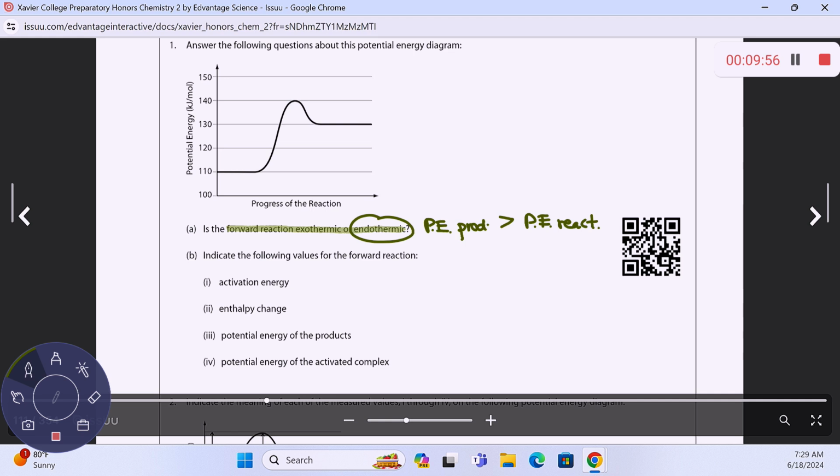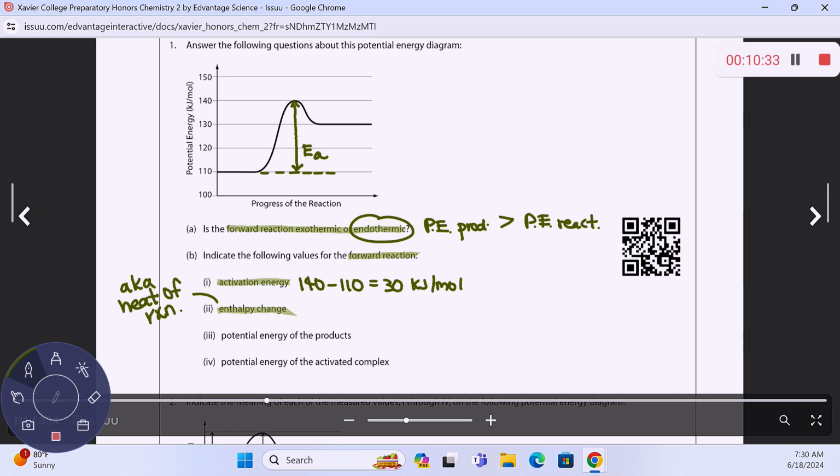B, indicate the following values for the forward reaction. What's the activation energy? 30 kilojoules. Tell me how you got that. You're right. 140, which is the peak, minus 110. Yeah, so this would be 30 kilojoules per mole. And that's because wherever the reactants began to the highest point on that curve, that would be your activation energy. Okay? What would the enthalpy change, which is also known as the heat of reaction, be?